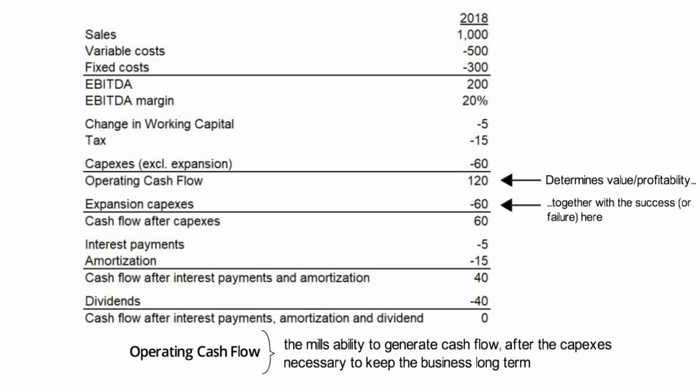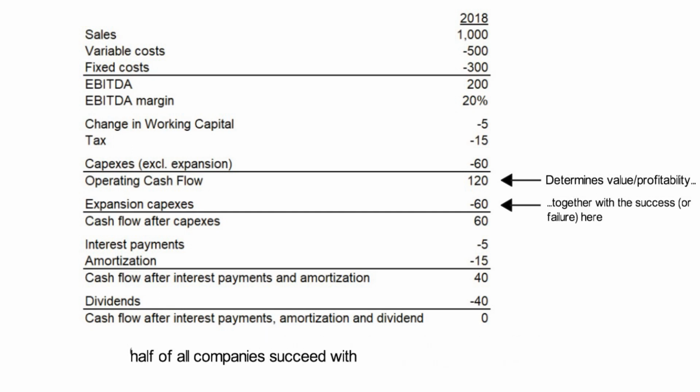Then you must also consider the success or failure of your expansion capexes. Remember, on average, globally across all industries, by default, half of all companies succeed with their expansion capexes and half fail. These two lines together determine value and performance.